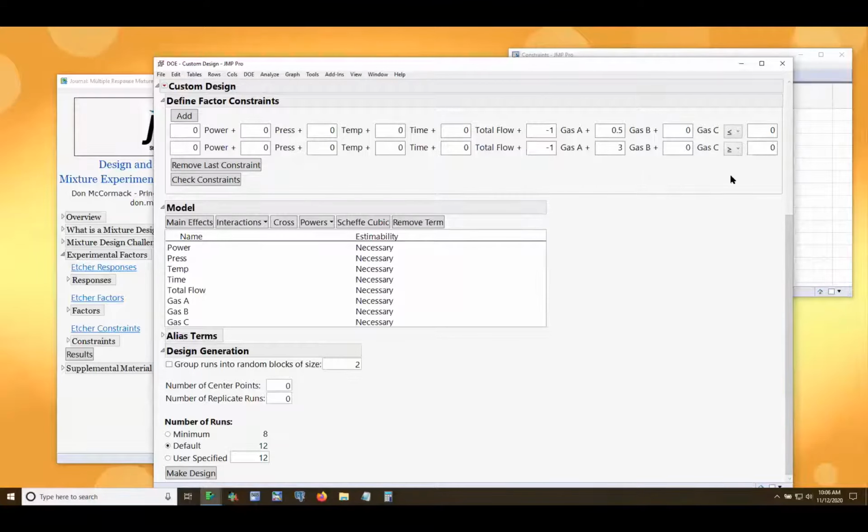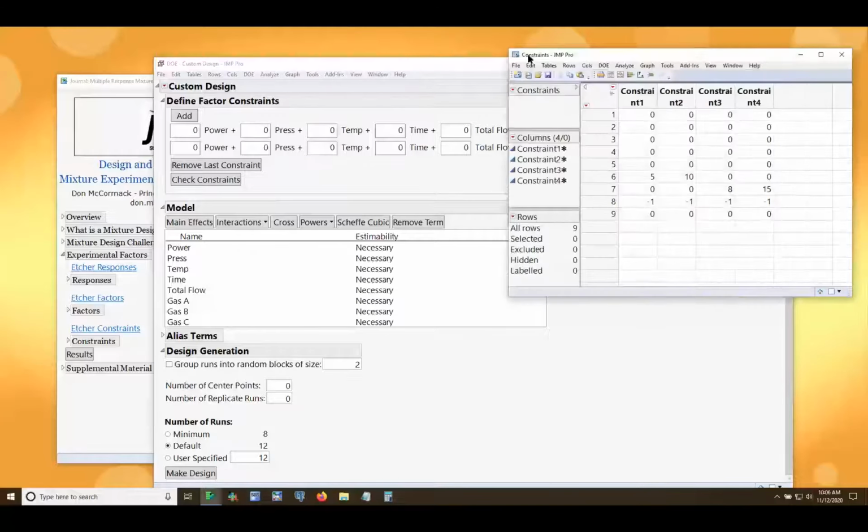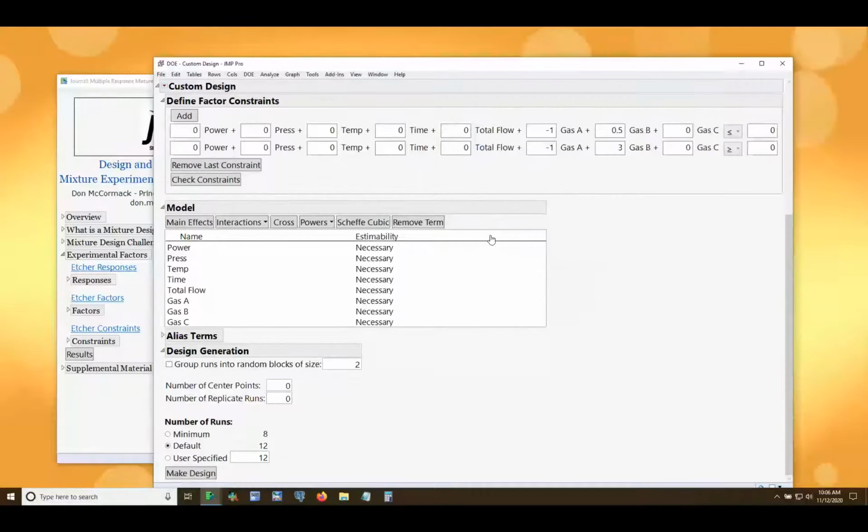But the nice thing is once I've set this up, I should be able to load my constraints. Let me just make sure I've got my constraint table selected. And actually that looks like that is my incorrect constraint table. So I am just going to go with the constraints that I typed in by hand. Regardless, I can save those constraints to use later on. Nice to check the constraints, because sometimes if you've got a lot of mixture factors, if you've got a lot of constraints, you want to make sure that you've got some region left where you can actually run your experiment.